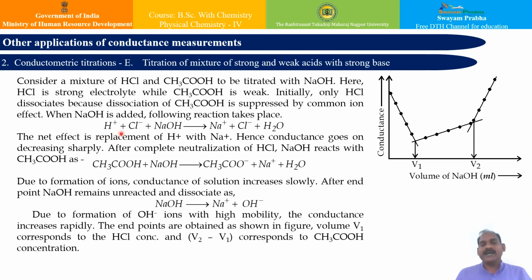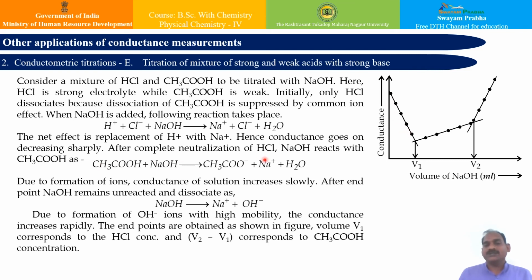So when NaOH is added, the following reaction takes place: H+ Cl- plus NaOH gives Na+ Cl- and water, that is, water formation. Initially the net effect is the replacement of H+ ions with Na+ ions, and therefore the conductance goes on decreasing very sharply. You can see over here the conductance decreases very sharply.